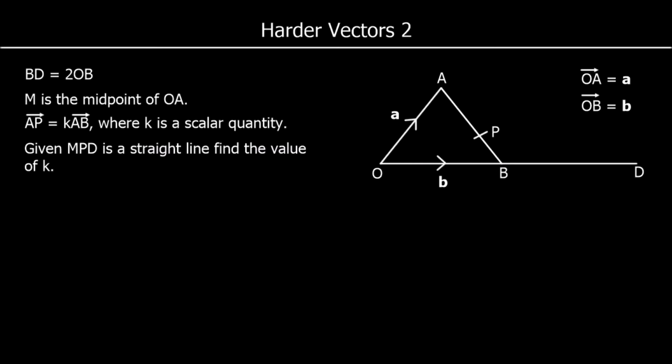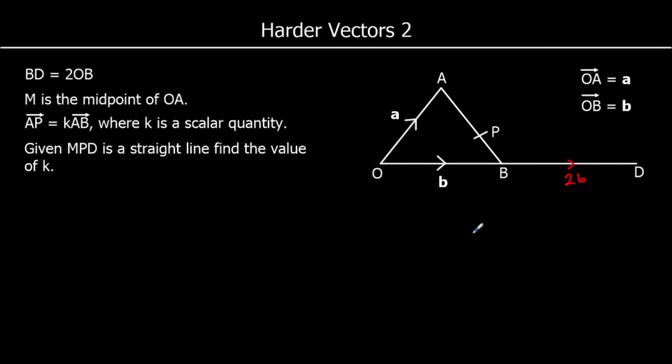In this question we are told B to D is 2 O to B's. So O to B is called B. B to D is 2 lots of that, so it must be called 2B.